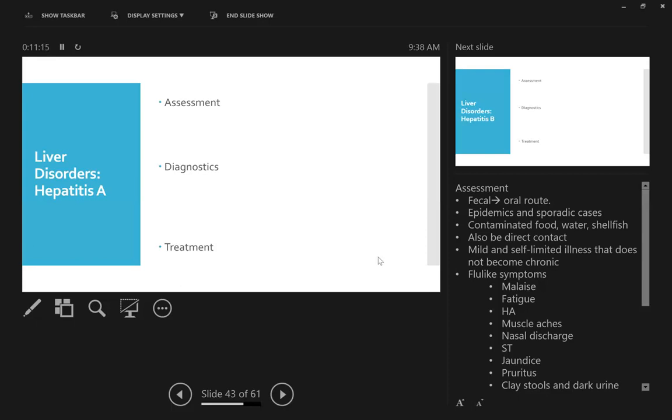Usually you're going to see a sporadic epidemic of this, meaning all of a sudden one specific area is going to have a huge outbreak of it. Okay, and it's usually due to some common thing being contaminated with hepatitis A.